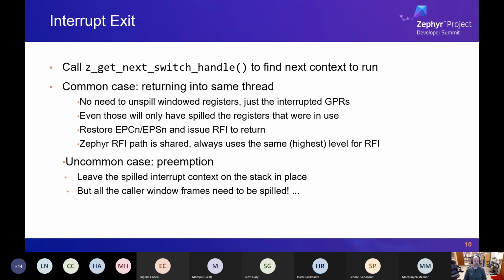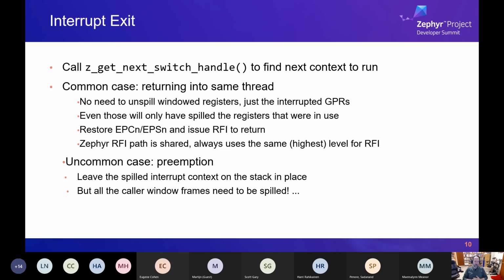Anyway, so on interrupt exit, we use that same architecture to get a next switch handle. Again, the switch handle is an opaque architecture specified value. In Xtensa, it happens to be the stack pointer of the saved context. We save values onto the stack, so it just pushes whatever it needs to push onto the stack to save a context and returns a pointer to the bottom.